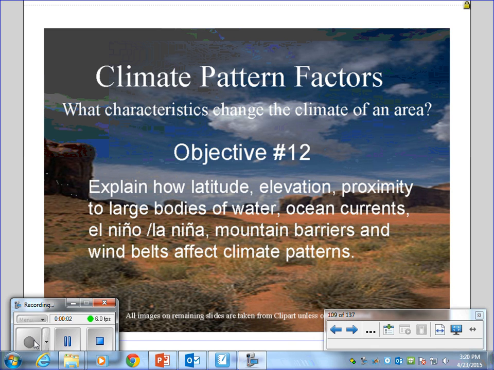Okay, we're on climate pattern factors, which is objective 12. We're going to discuss all of the different factors that influence the climate. So you can pause it and copy down tomorrow's date and objective number 12.